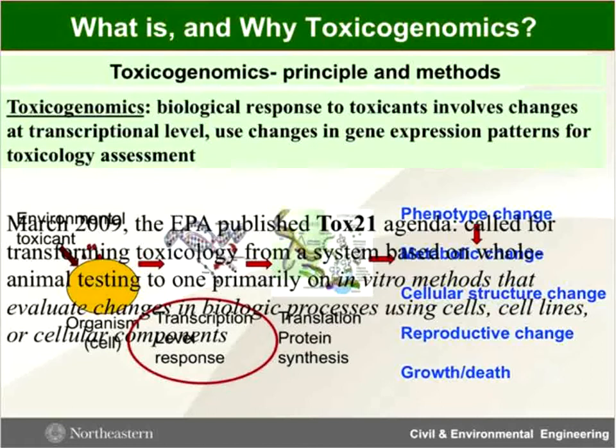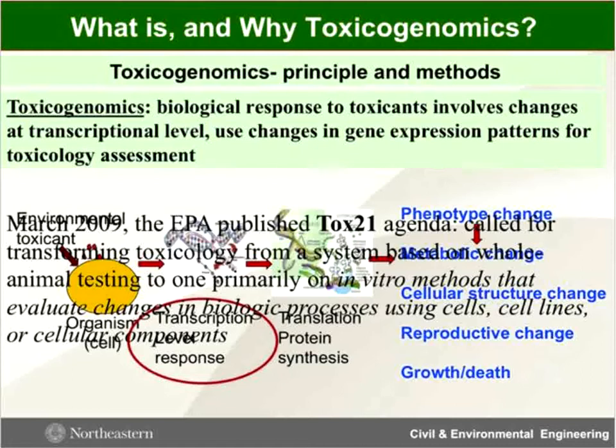So what is toxicogenomics, and why? To put it in layman's words, toxicogenomics means we use biological responses to toxicants as a way to measure toxicity or toxicant presence. So basically we use changes in the gene expression pattern of our organism as a way to see, oh, this is indicative that there is a toxicity effect and what is causing it.